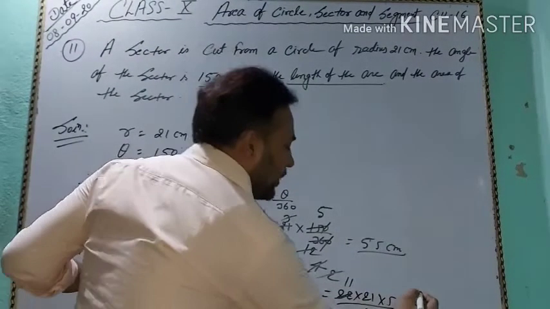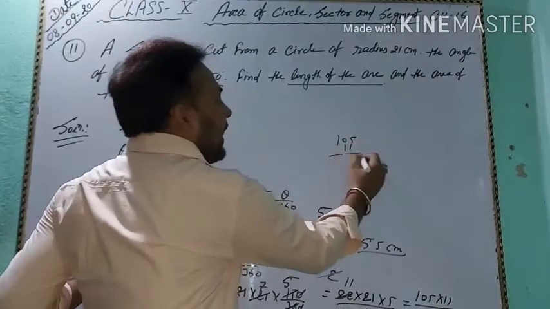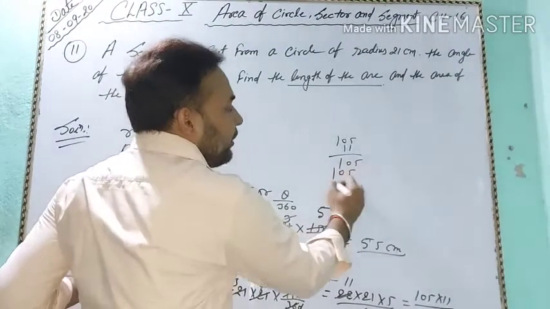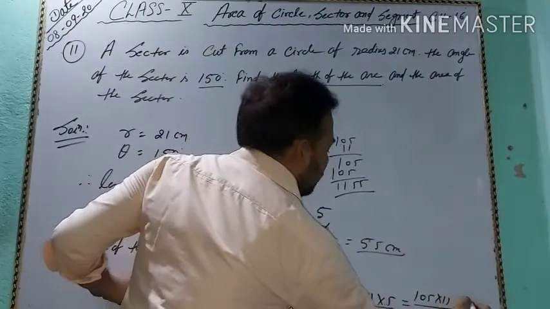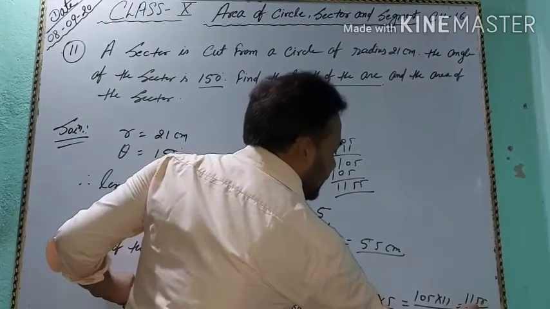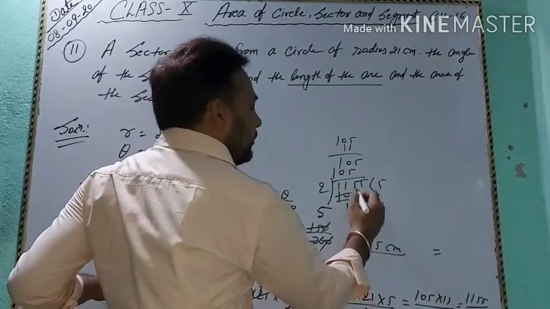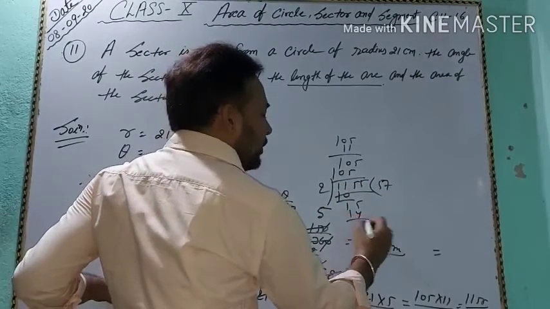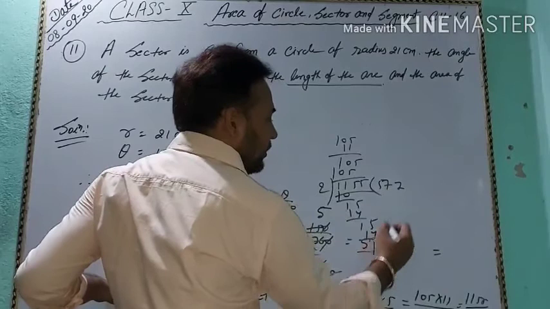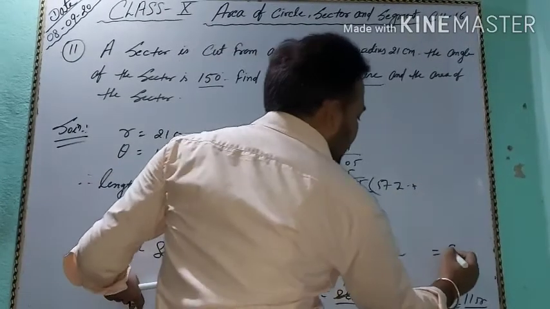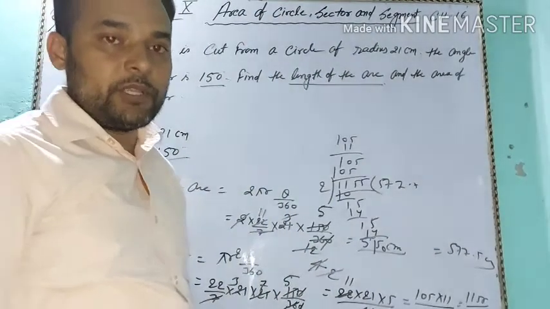So 21 5 ja 105, multiply 11 by 2. 105 multiply 11 is 1155, divided by 2. 2 5 ja 10, 2 7 ja 14, which gives 577.5 square centimeter. Clear? Thank you.